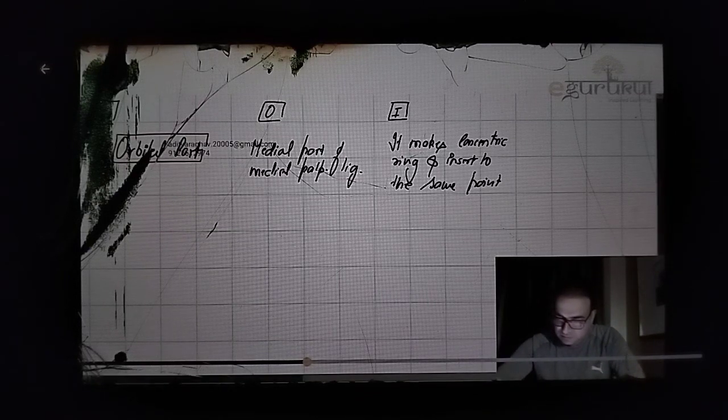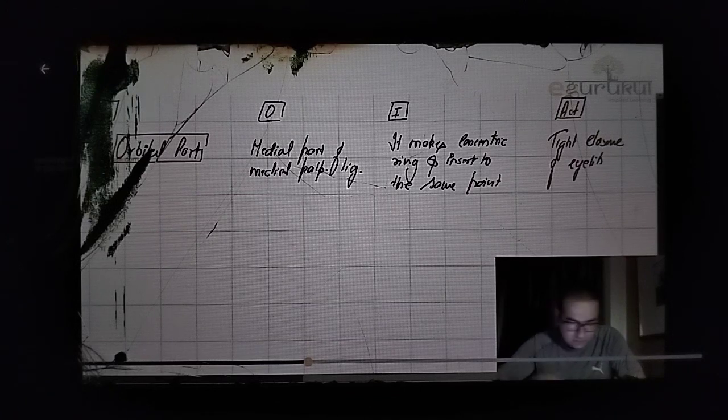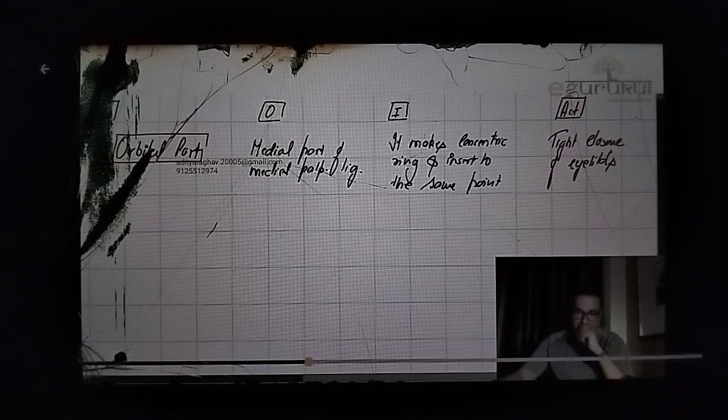So the action, I'm writing ACT for action. Action is the tight closure of the eye. Tight closure of eyelids, I should say more correctly. What part is that? That is the orbital part, the outermost one.